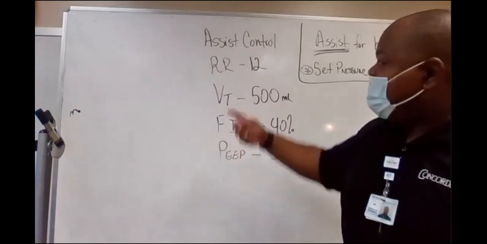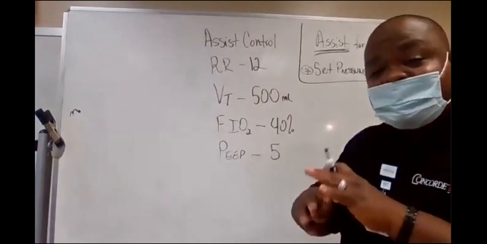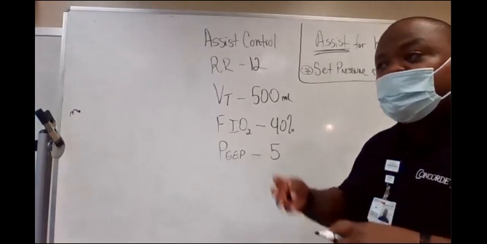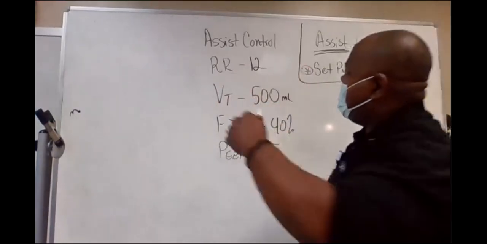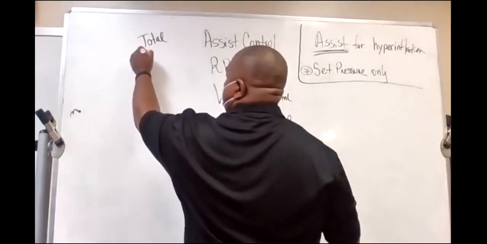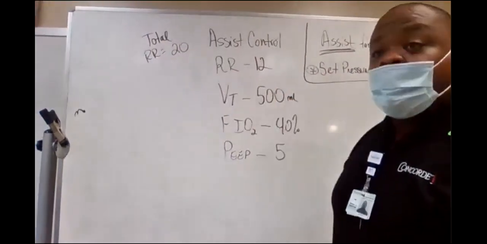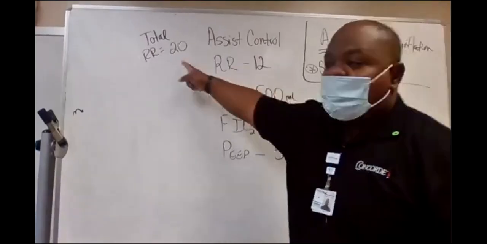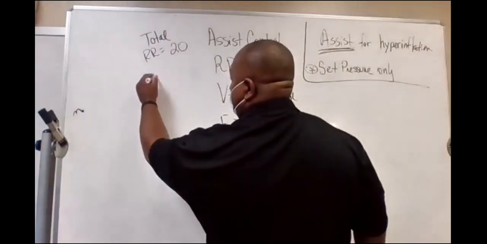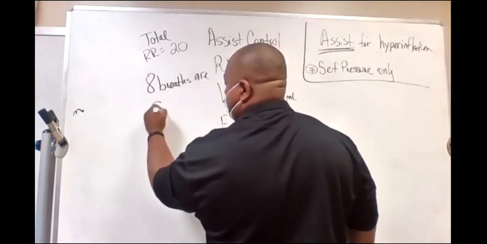Because when they were knocked out, this is all he was doing. You look at the machine, I got him set at 12, and all he's doing is 12. That means he's not breathing over the machine at all, okay? But then as he gets better, and you look at the total respiratory rate, and it says his total respiratory rate was, let's just say 20, right? Well, how many breaths is he breathing on his own? Because I'm giving him 12, but his total is 20. 8. So that means 8 breaths are spontaneous.